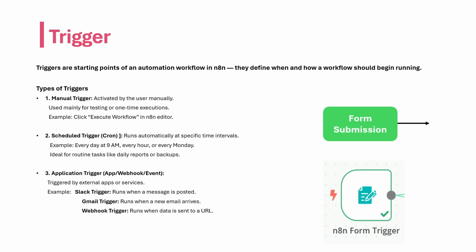For example, Slack trigger, Gmail trigger or webhook trigger, which perform based on their significance and also based on the action of the trigger.